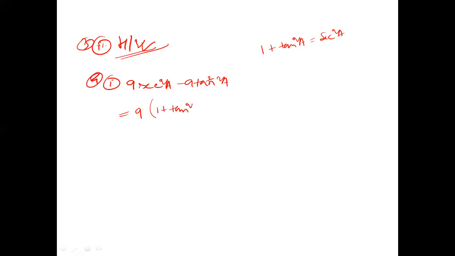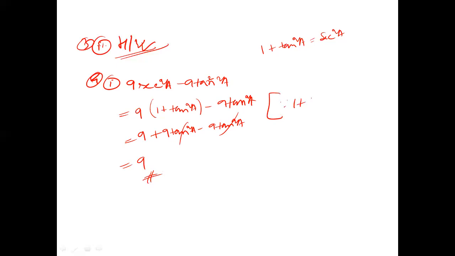So just put the value, minus 9 tan square A. Now if you break it, it will be 9 plus 9 tan square A minus 9 tan square A. It will get cancelled, so it will be 9. So the answer is 9. Write down here, since 1 plus tan square A equal to sec square A. Is it clear? Pause the video and write down in your copy.